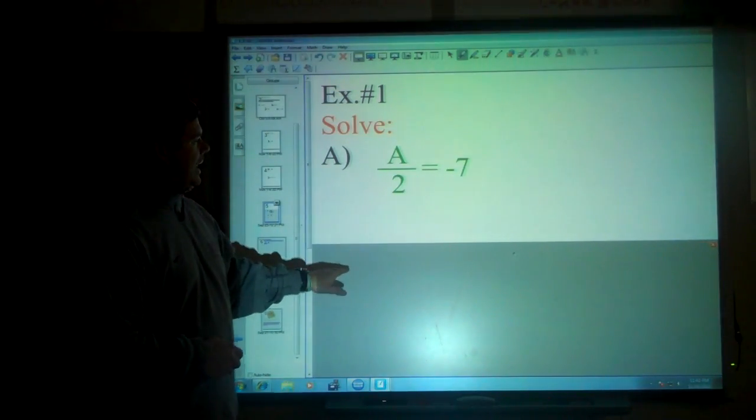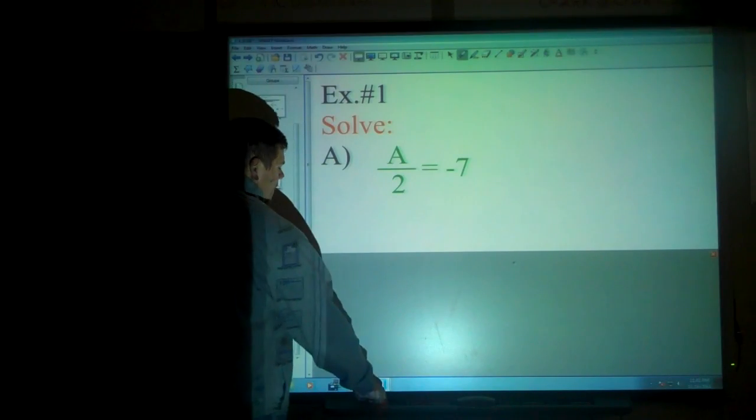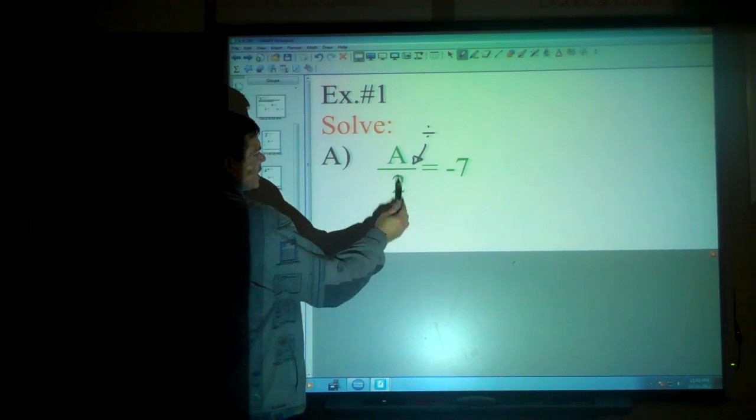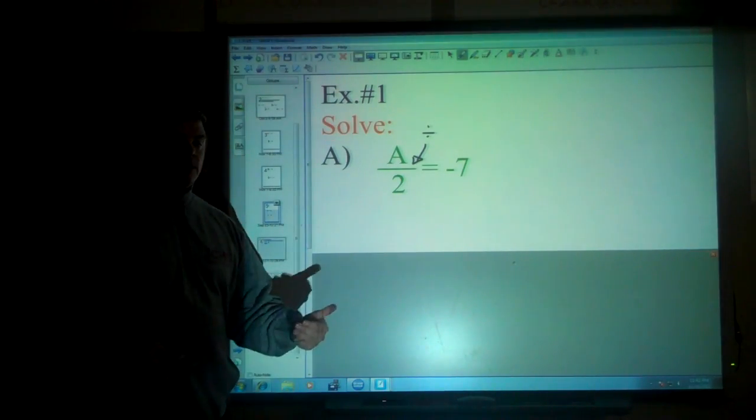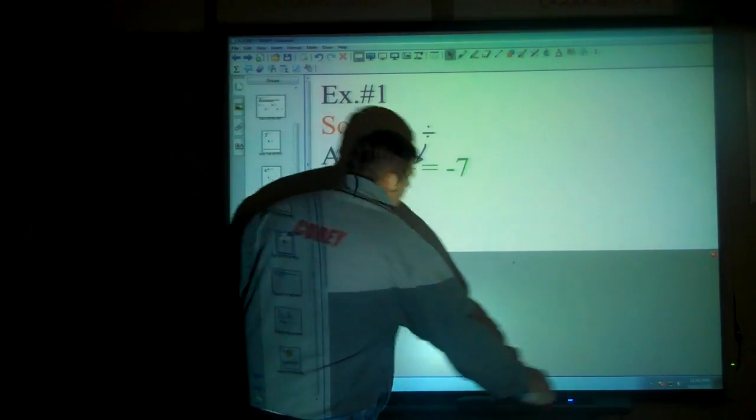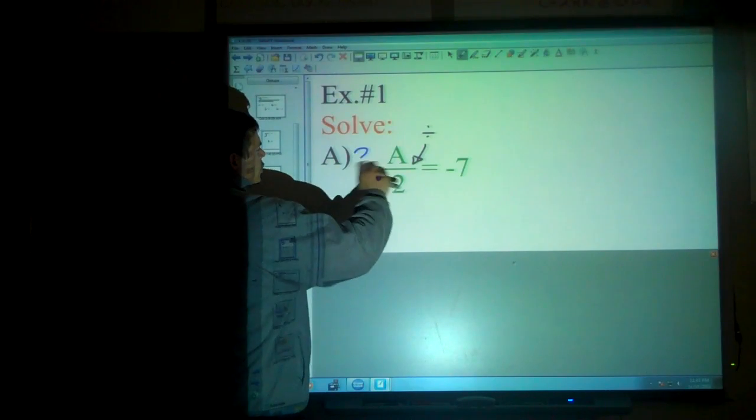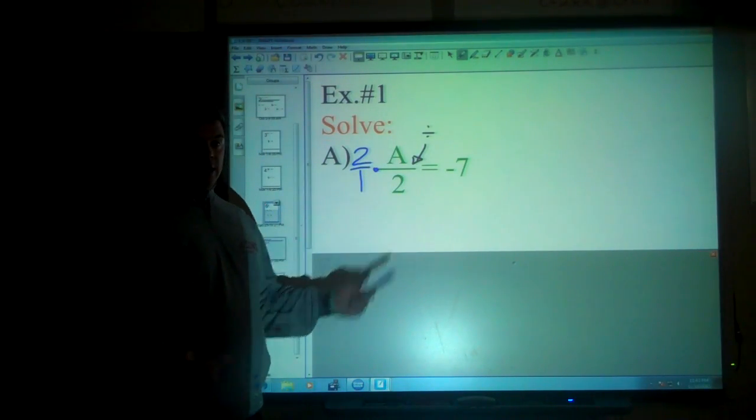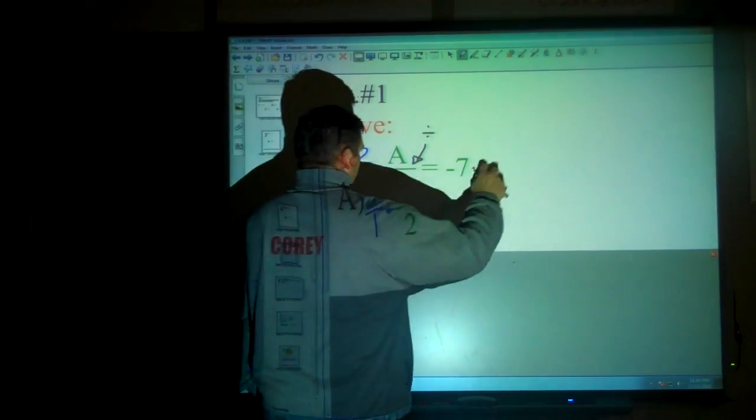We want to solve and we want to get A alone. We've got to remember that this line right here represents division. So A is being divided by 2 right now. The opposite of dividing is to multiply. So we'll multiply by 2 over 1. I want the 2's to be on top and bottom so they'll cancel out. What you do to one side, you must do to the other.